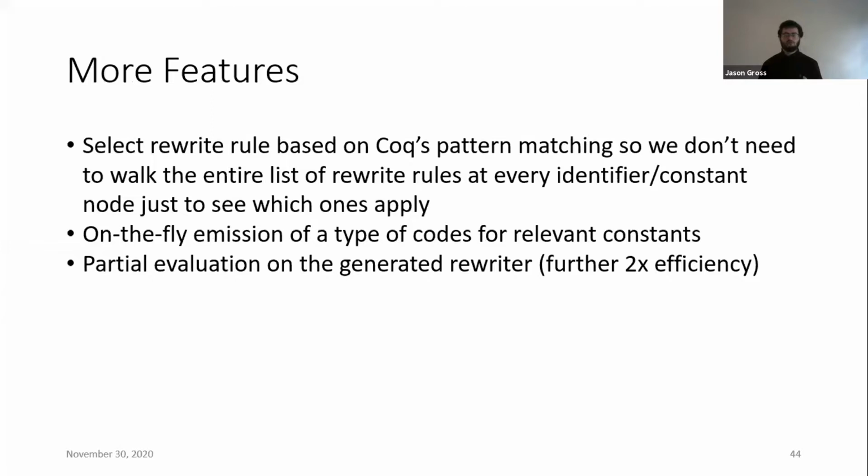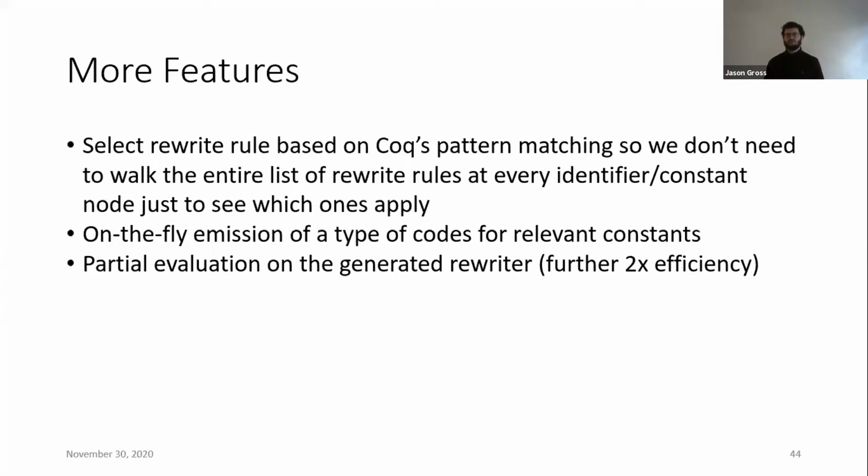There are a couple of other ingredients that I integrated into the partial evaluator that I wrote. And these were all useful for usability or for performance and for enabling efficiency. We select which rewrite rule to use based on Coq pattern matching so that we don't need to walk the entire list of rewrite rules at every identifier or constant node just to see which ones apply. And we enable this efficiency by on-the-fly emission of a type of codes for the constants that we care about.